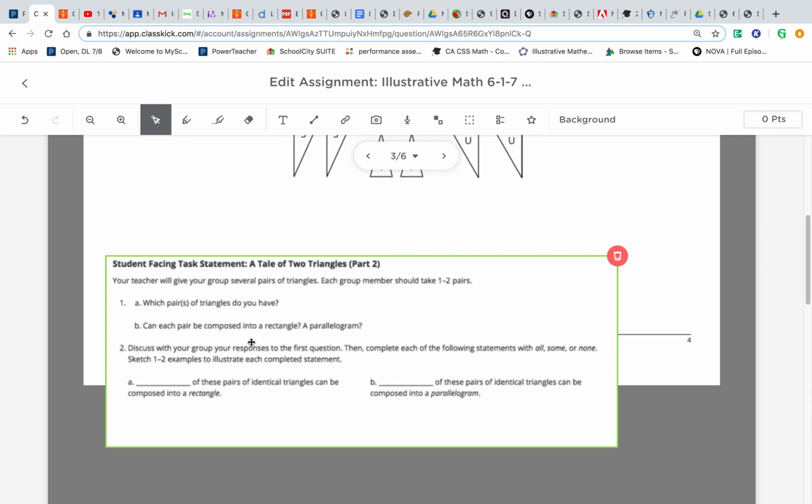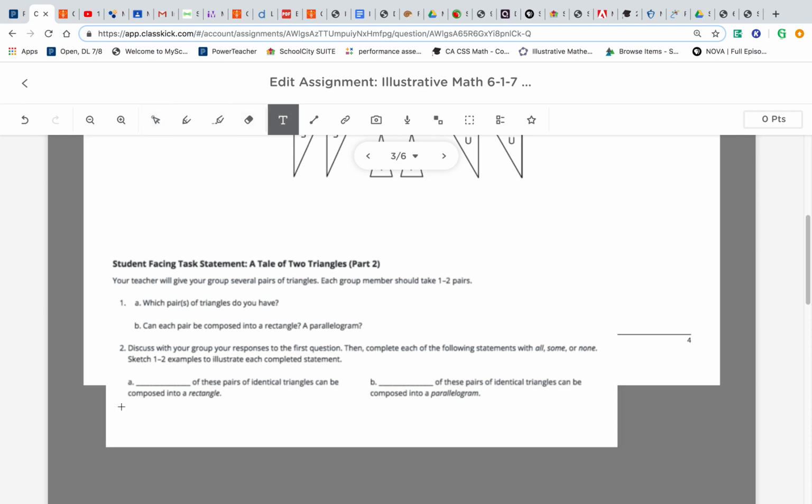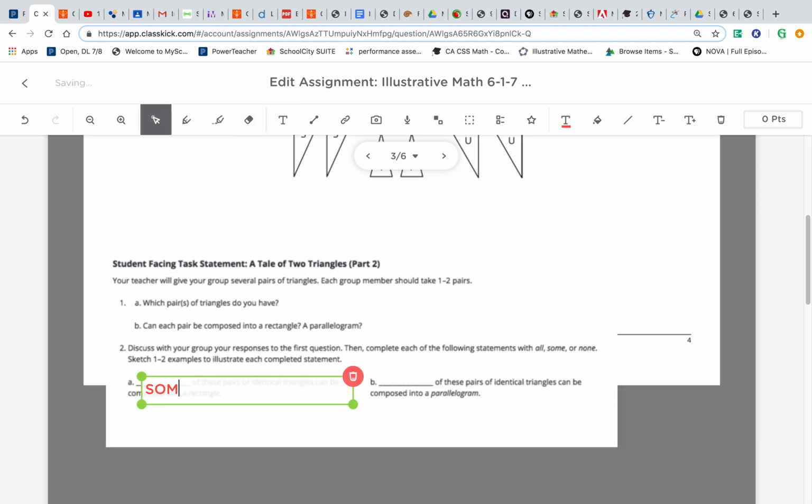All right, so it says discuss with your group your responses to the first question. Okay, we want you to do that, of course, and then we want to decide which word is going to go in the blank here. Is it going to be all, some, or none? So for part A, it says blank of these pairs of identical triangles can be composed into a rectangle. Well, some of them could, but not all of them. Okay, so here we're going to put in the word some.